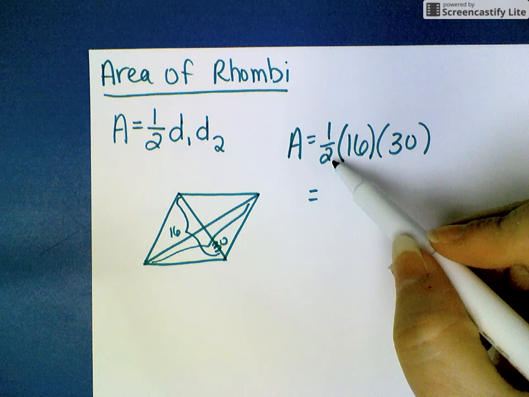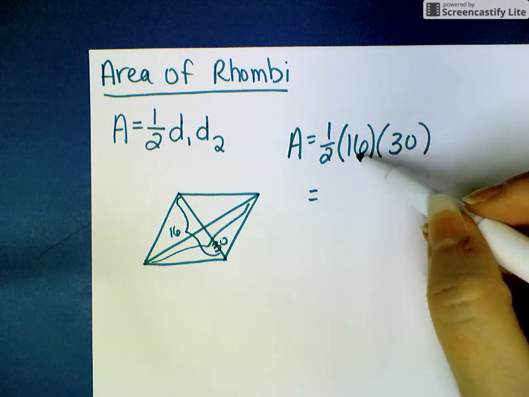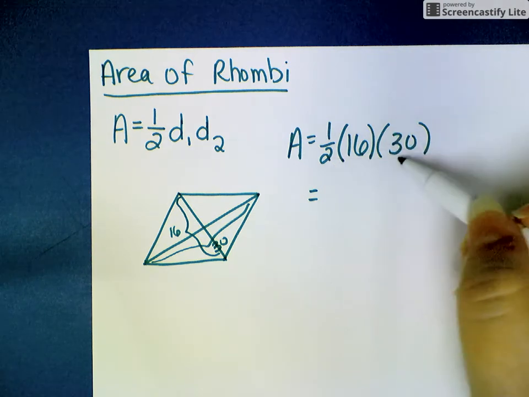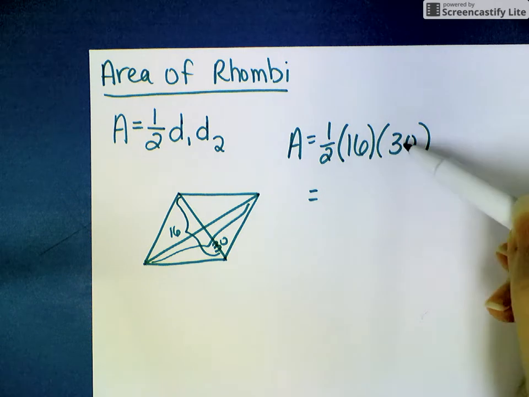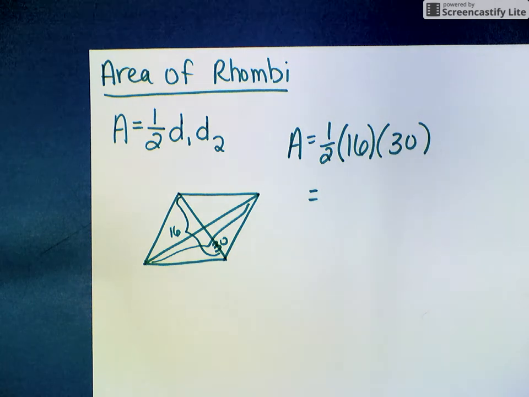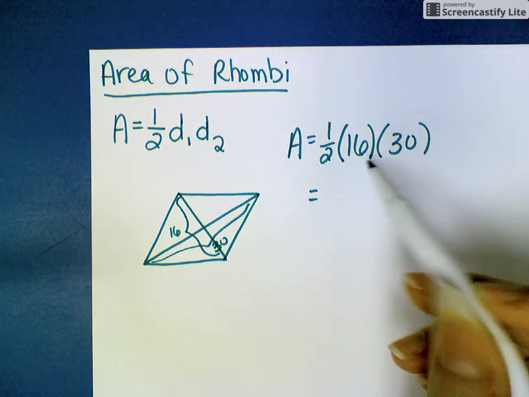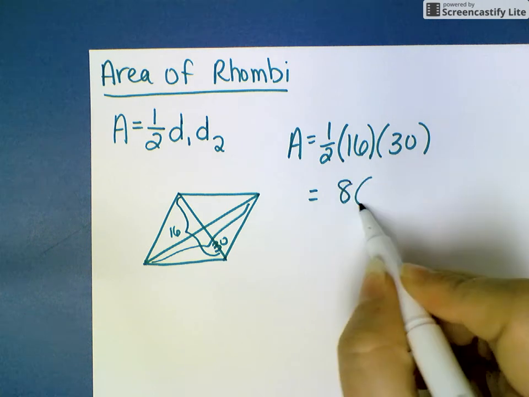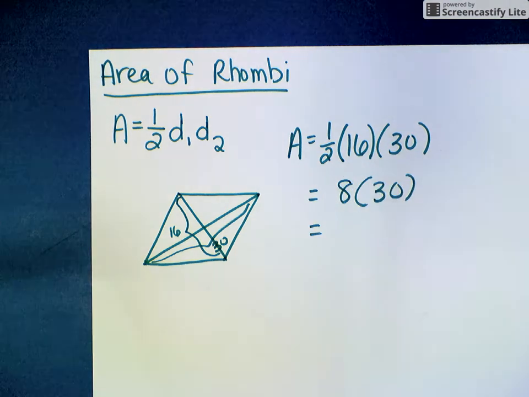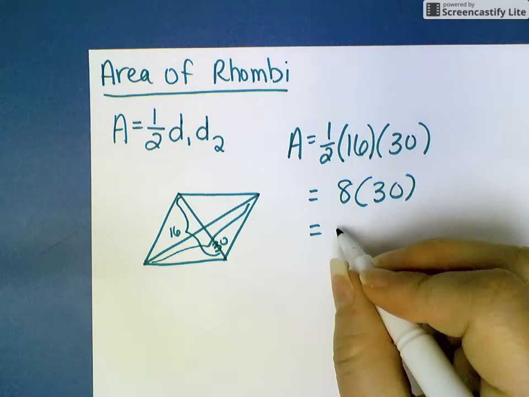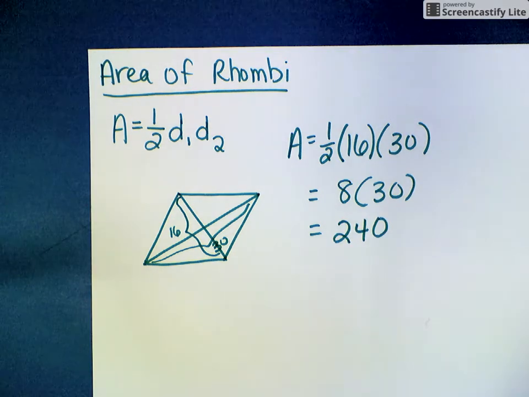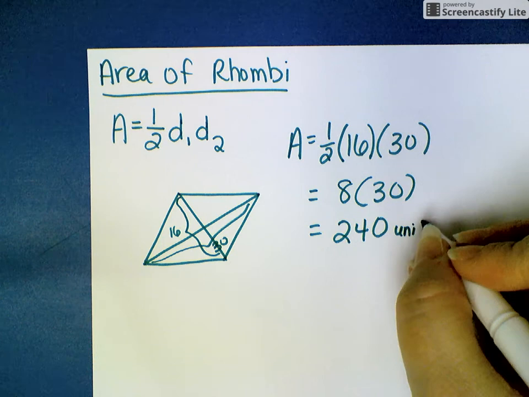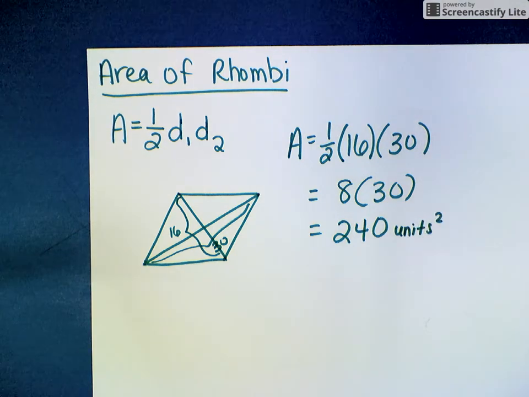Now be careful here. This 1/2 is only multiplied by one of these. You're not going to take half of both. You could multiply the 16 by the 30 first and then take half of that. Or you can just do half of one of these. And since these are both even, that's what I'm going to do. Half of 16 would be 8. And then I would have 8 times 30, which would give my area of 240 units squared.